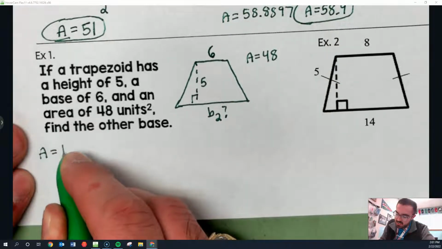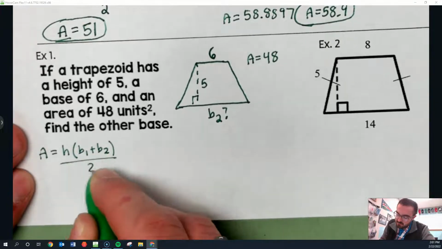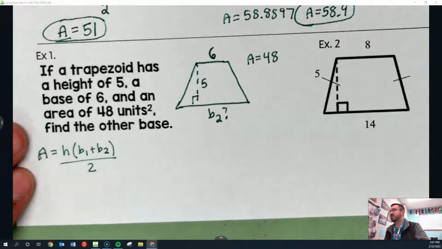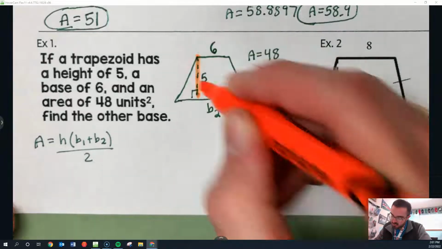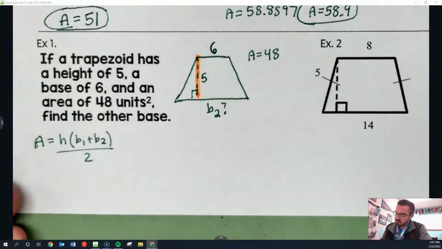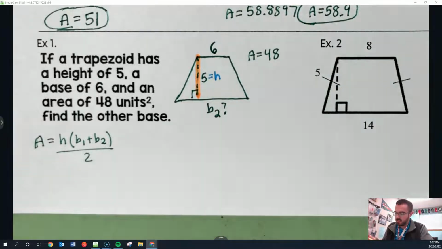Area is still going to equal h times b1 plus b2 over 2. So write that down. Pause the video if you need to. You need to write that down. We're going to start plugging in what we know. So this is the height. That's the height. This is base 1.